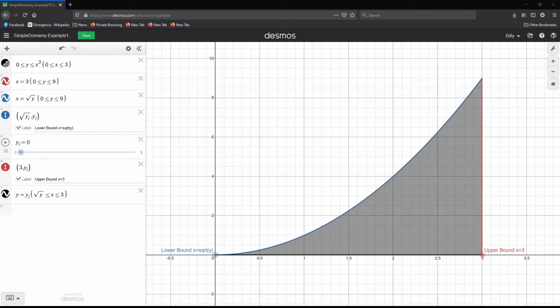So here I've just plotted out this region, and you see the blue curve here is the curve x equals the square root of y. The red curve here is the curve x equals 3. And what this is saying is that as y goes from 0 to 9, the lower bound changes along the curve x equals the square root of y, and the upper bound changes along the curve x equals 3. And you can very clearly see that this black line traces out the full domain that we're integrating over in this problem, which is non-rectangular.